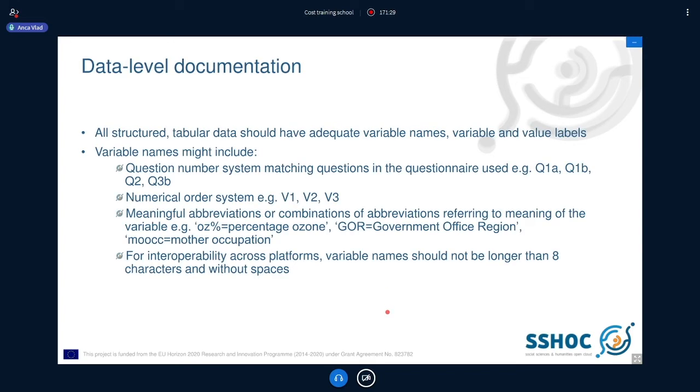Okay, looking at data level documentation, all structured tabular data should have adequate variable names as well as variable labels and value labels. In terms of variable names, here are a few suggestions. The most important is to ensure that they match question numbers in the questionnaire used. Also, it's important to use meaningful abbreviations for interoperability across platforms. Variable names should not exceed 8 characters. Okay.